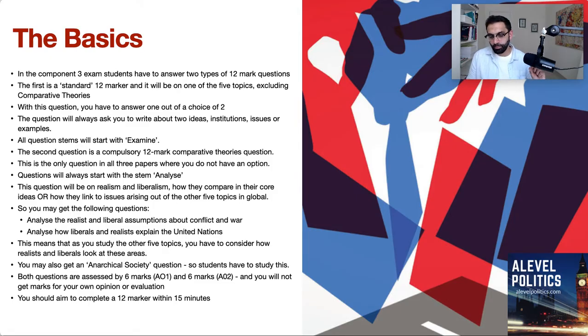That is the most important part where comparative theories will be assessed, right? I hope that makes sense. So this is the only question in all of your three papers where you don't have an option. If you think about component 1, paper 1, component 2, paper 2, component 3, paper 3, all the questions give you options, 1 out of 2.